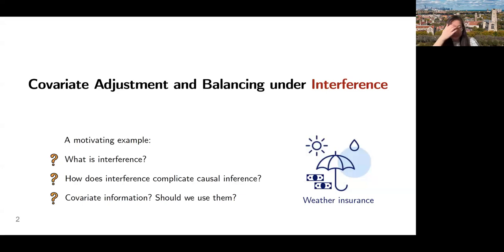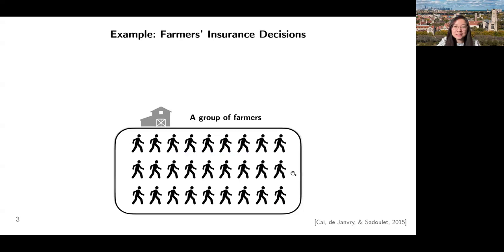In this same example, we will also see that fortunately, we have some covariate information that we want to utilize to improve our causal inference. The key question that we want to address is how should we utilize that covariate information to improve causal inference. So with that, let's go into our motivating example. This example is taken from an amazing paper by Cai et al. 2015. The current version that I'm presenting is a simplified version of what they actually did, but hopefully it serves well as a motivating example.